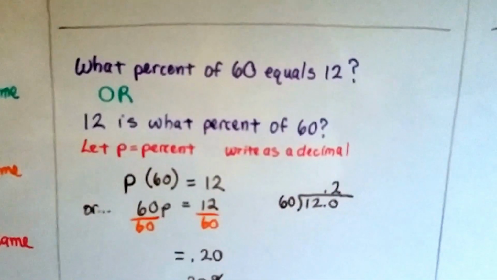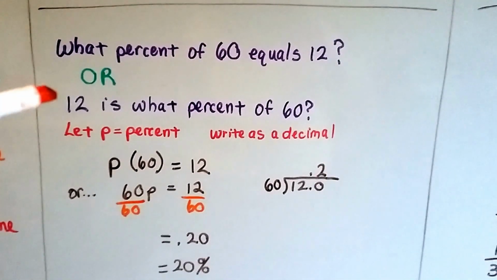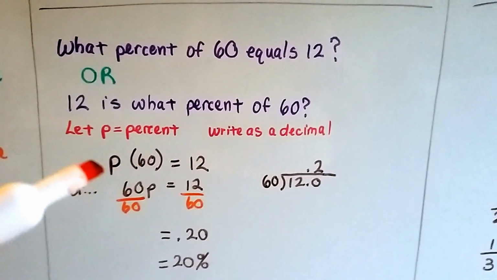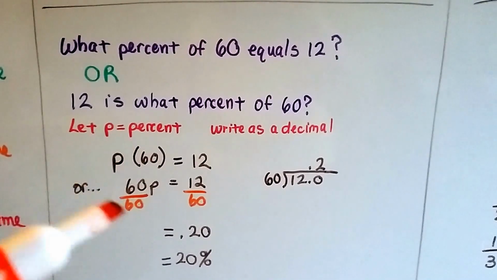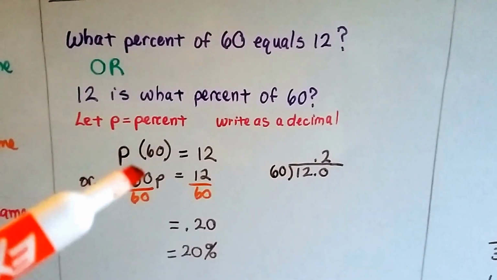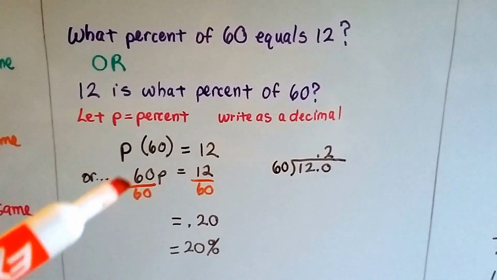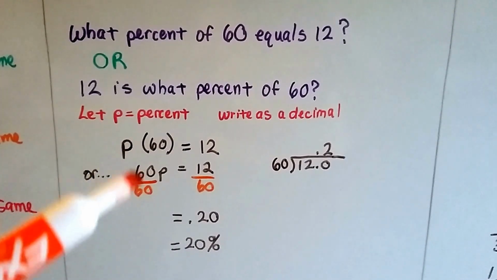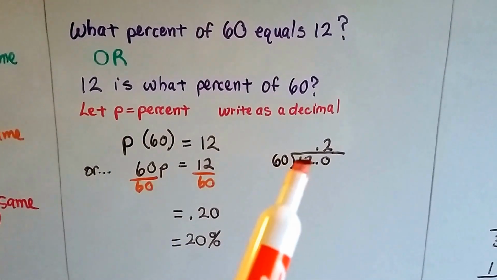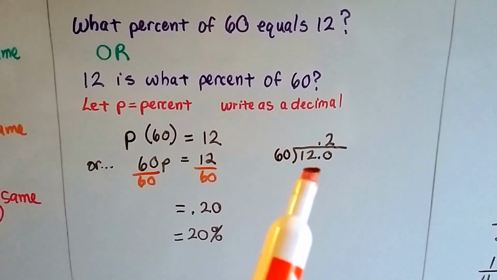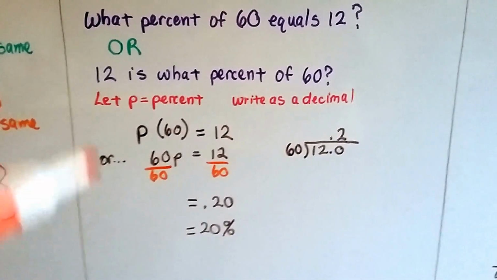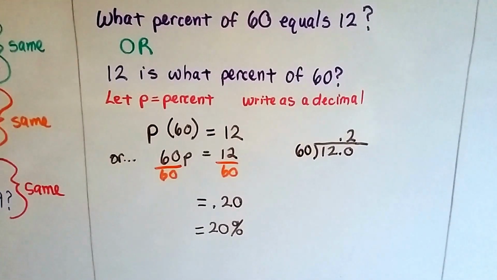Let's try this one. What percent of 60 equals 12? It's the same thing as 12 is what percent of 60. We'll let P equal the percent, and we've got the percent times 60 equals 12. We can write it as 60P instead of P times the 60. 60P equals 12. We divide both sides by the coefficient 60. 60 over 60 is a 1, so it's just a P. And 12 over 60, we divide 60 into the 12 to turn it into a decimal, and we get 0.2, or 0.20 to write it as 20%. You're going to want to write these down, that this is how you solve it.